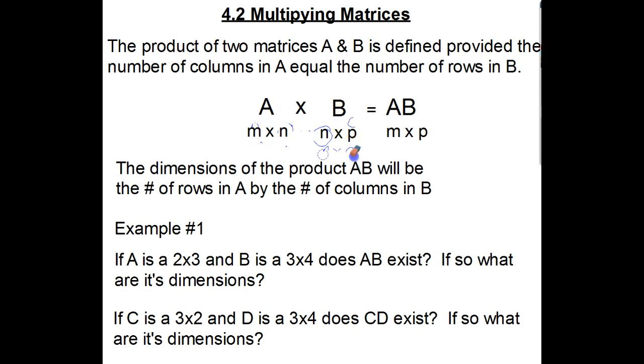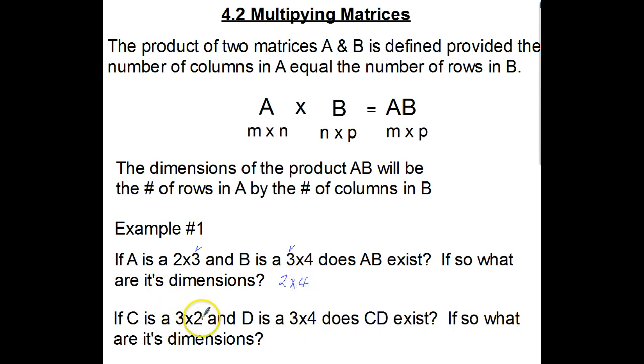Okay? All right, let's move on. The dimensions of the product AB will be the number of rows in A by the number of columns in B. I've already said that. Example 1. If A is a 2 by 3 and B is a 3 by 4, does AB exist? We have to check if this number is the same as this number, and it is. So AB would have dimensions 2 by 4. It would have 2 rows and 4 columns.